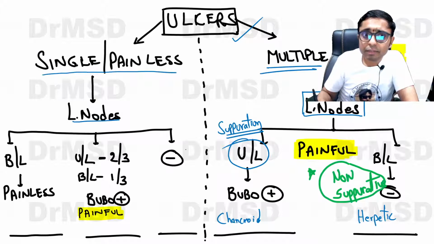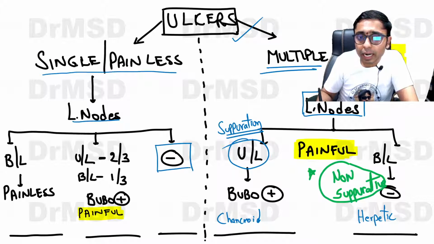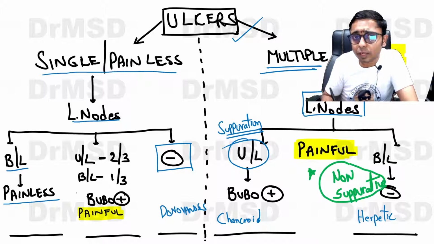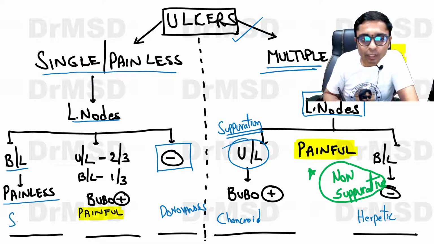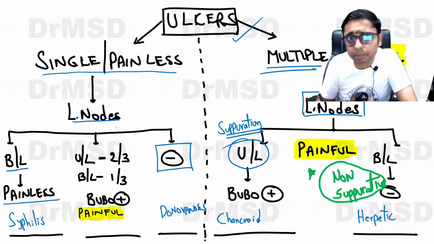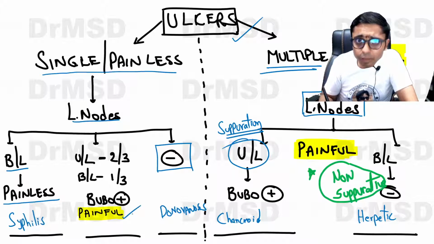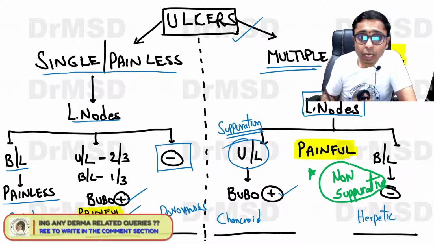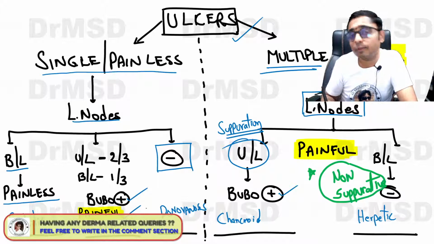And now coming to this side, single painless ulcer, if it is present, then if we examine the lymph nodes, and if the lymph nodes are not enlarged, then the diagnosis is going to be donovanosis. And if the lymph nodes are bilaterally enlarged but painless along with the ulcer, then the diagnosis will be syphilis. And if the lymphadenopathy is present and painful, and again there is suppuration, it is called bubo. So bubo is not only seen in chancroid, bubos are also seen in LGV, lymphogranuloma venereum.